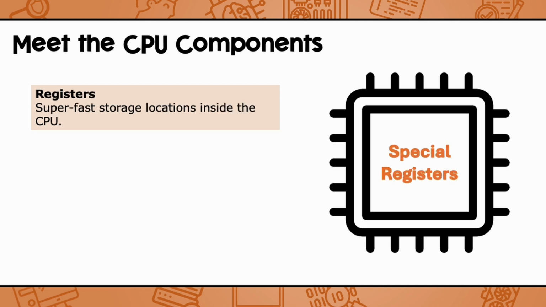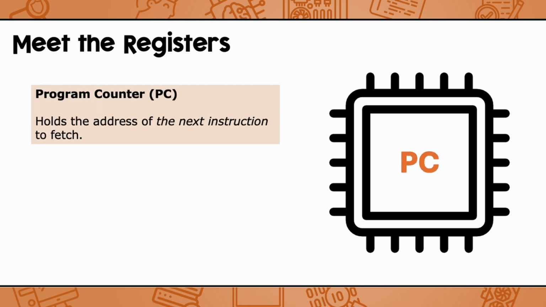Finally, we have a series of special registers. The CPU contains several special purpose registers. These are tiny, lightning fast storage locations that hold critical data while instructions are being processed. So let's break these registers down.